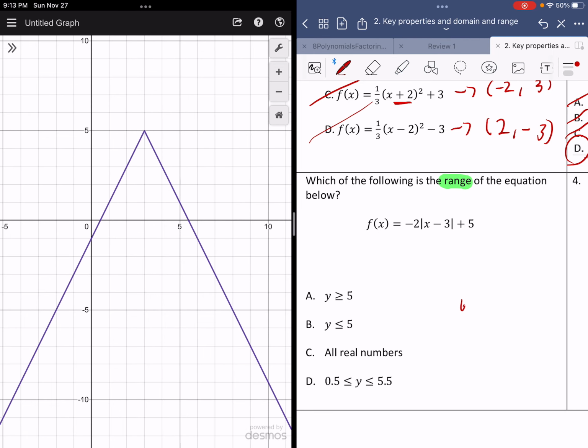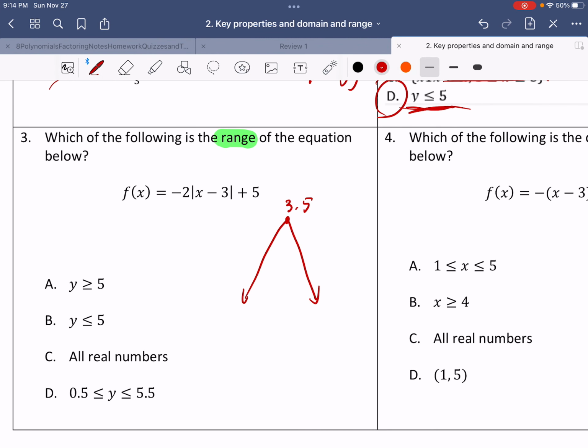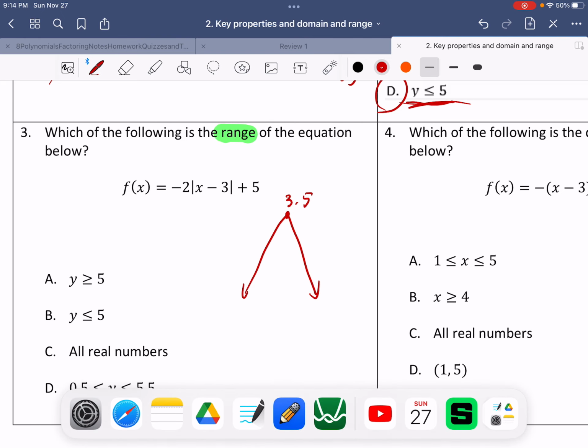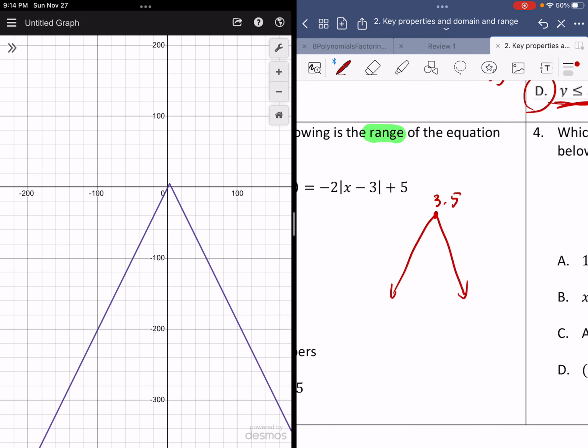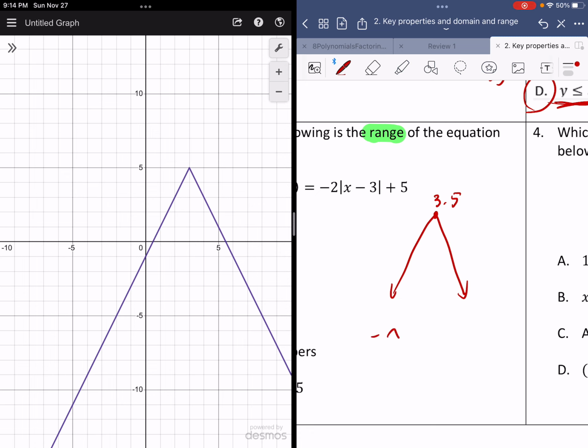So, as you can see, we have a vertex at 3, 5. So here you go. What's the lowest point of this graph? Well, as you can see here, it keeps going down. No matter how you zoom out, do you see it's going down? So it's negative infinity. And what's the highest point of this graph?